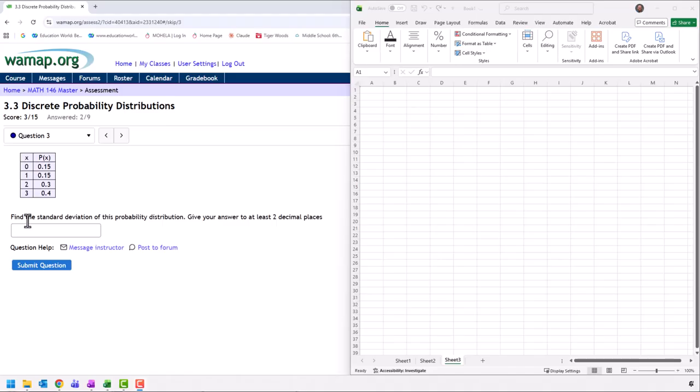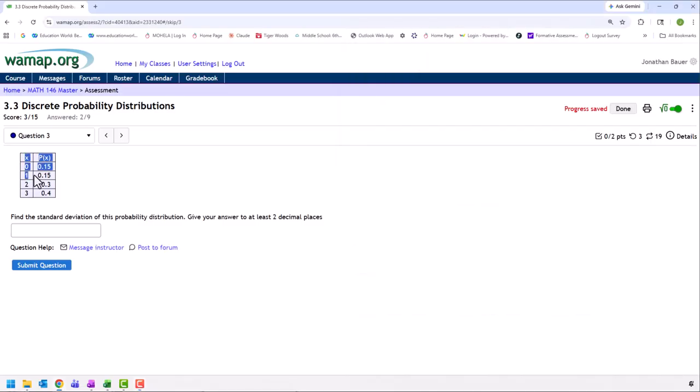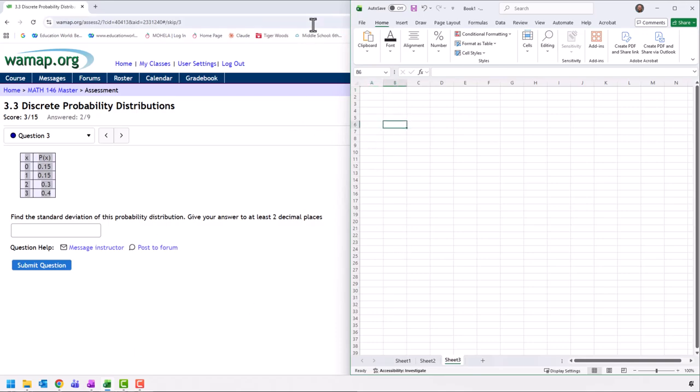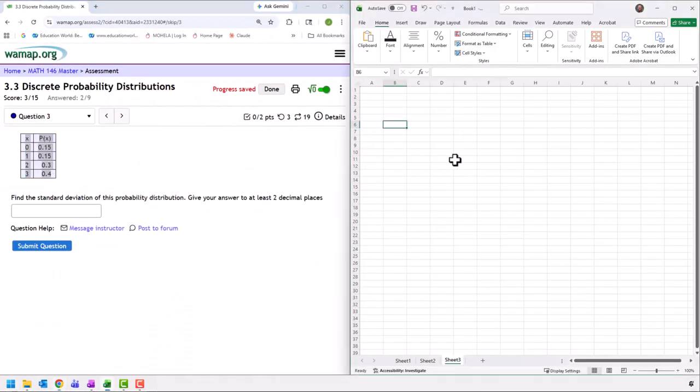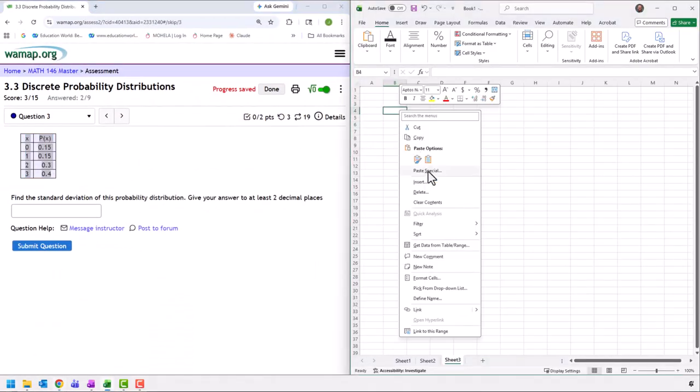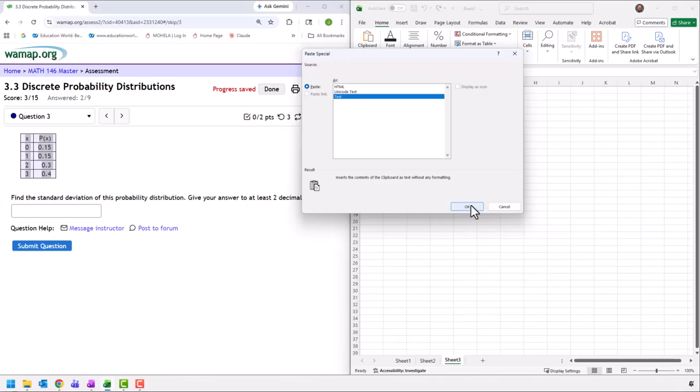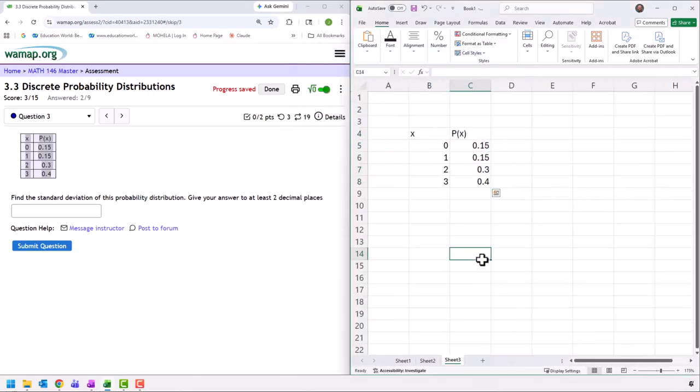So anyway, find the standard deviation of this probability distribution. Give your answer to at least 2 decimal places. Well, we'll see how this goes. So I'm going to grab the data here and go back here. I don't think these are shared. Let me put them there. Okay. I'm going to paste this in here, zoom in a little bit.